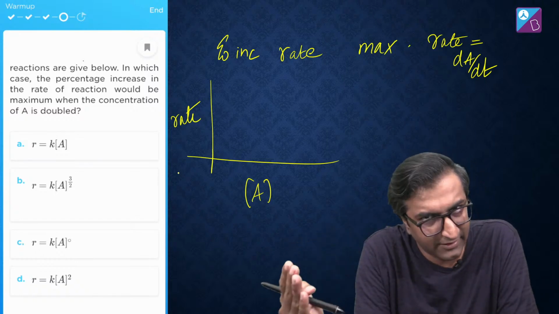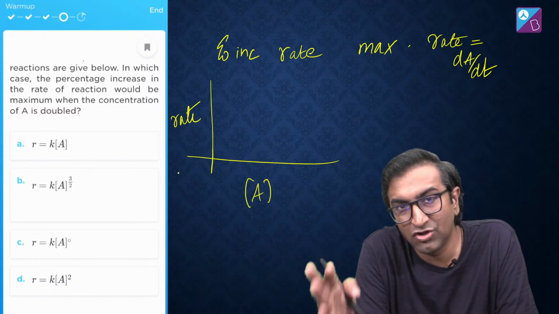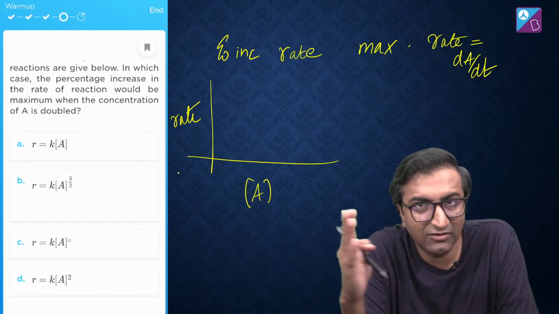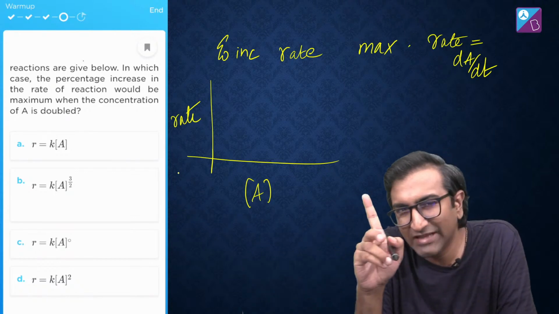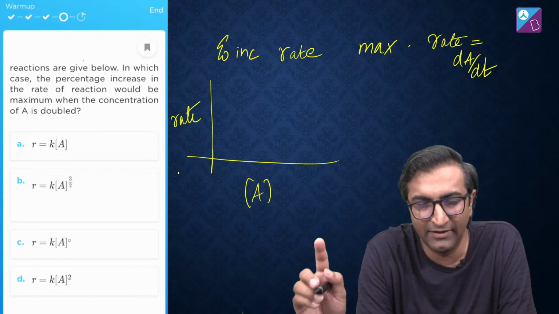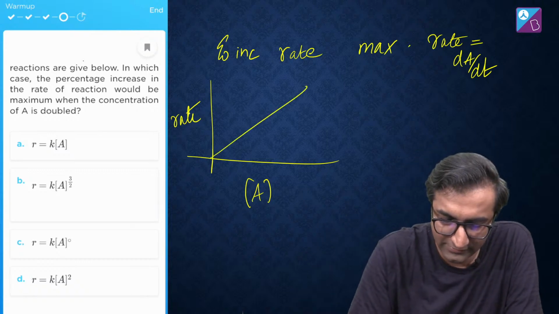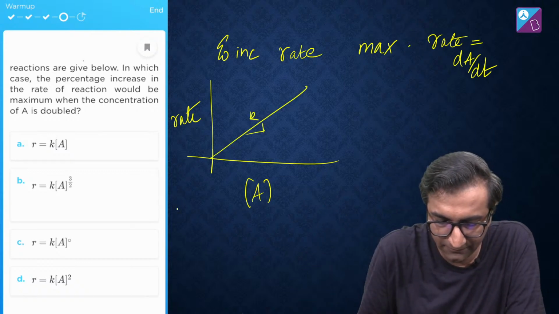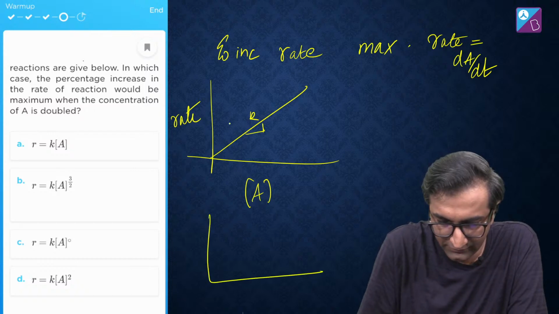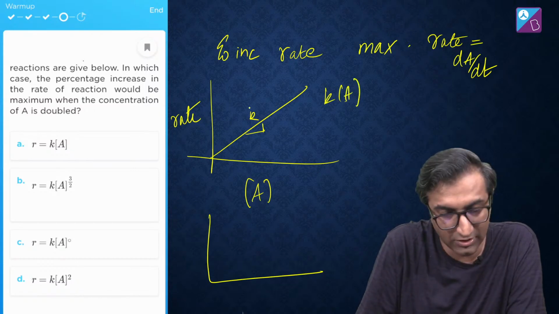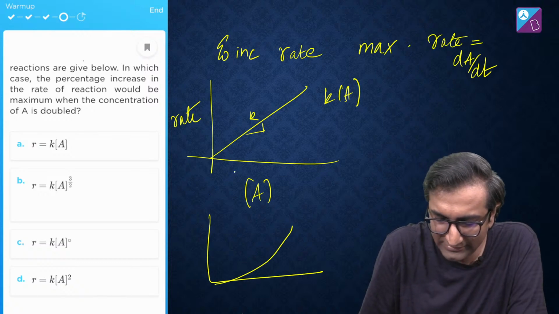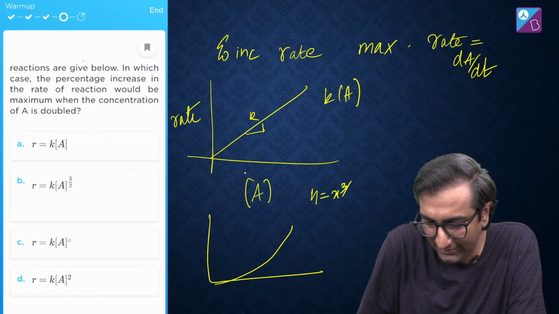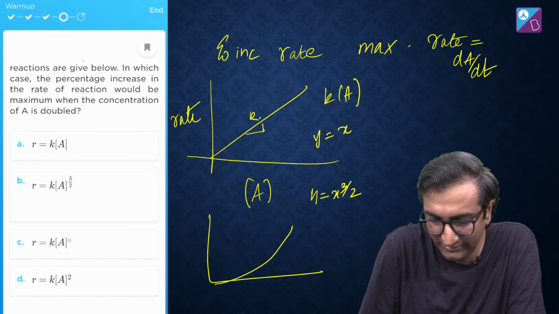Dekho, it is clear that if I increase the concentration of A, then rate will increase, right? So I think if we plot rate versus A, ये आसानी से समझ में आ जाएगा. Okay, rate versus A, this is K. Okay, second one, this is K A, first order reaction. For A power 3 by 2, थोड़ा सा increase होगा. This is like saying y equal to x power 3 by 2. This is like saying y equal to x. ठीक है?